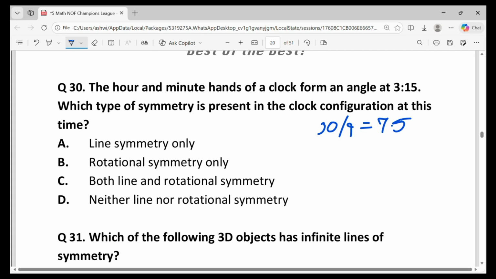Line symmetry. For line symmetry to exist, there needs to be a line that divides the clock face and hands into two mirror image halves. Because the angle between the hands is 7.5 degrees, there is no such line. For rotational symmetry to exist, the configuration would have to look identical after a rotation of less than 360 degrees around the center. The non-specific symmetrical angle does not allow rotational symmetry. So the answer is D, neither line symmetry nor rotational symmetry.